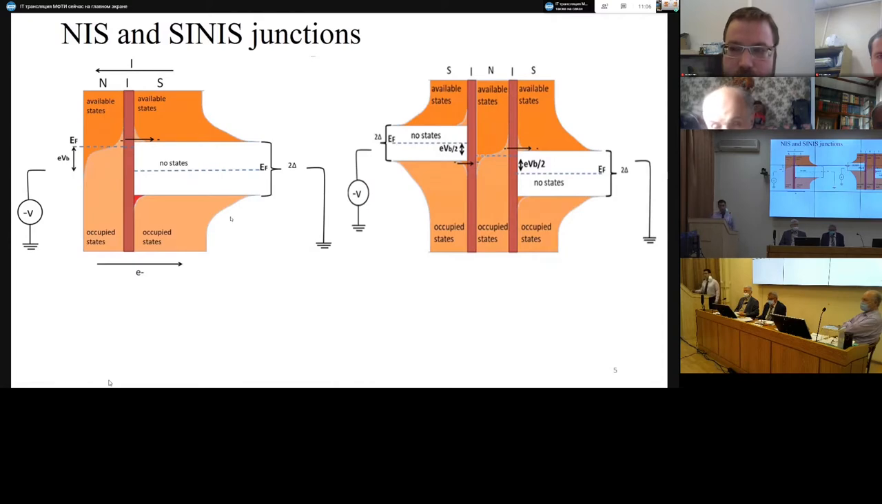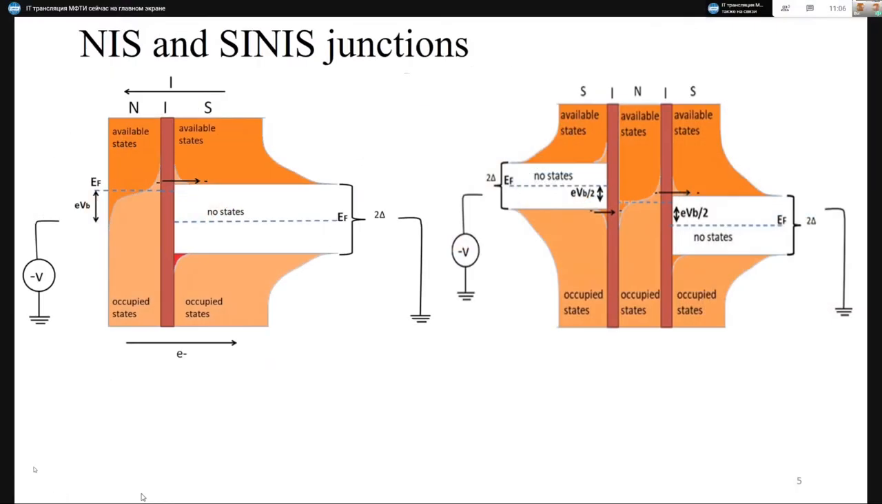As we know, the heart of cold electron bolometers is the NIS and SINIS junctions. An NIS junction is a connection of normal metal, insulator and superconductor, and by applying a DC voltage, the Fermi level of the normal metal will be above the Fermi level of the superconductor. By moving electrons through the insulator from normal metal to superconductor, we have the tunneling process, and we control the current by the number of electrons. But in fact, we use two tunneling processes, by connection of two superconductors, insulator and normal metal.